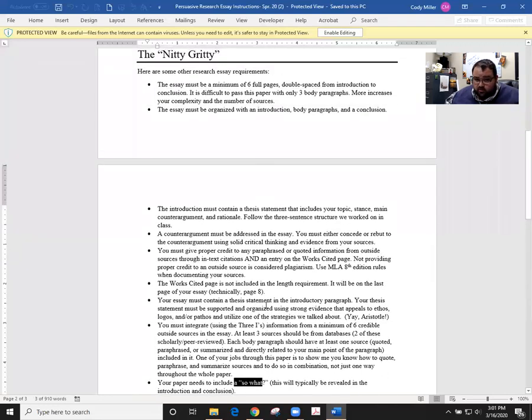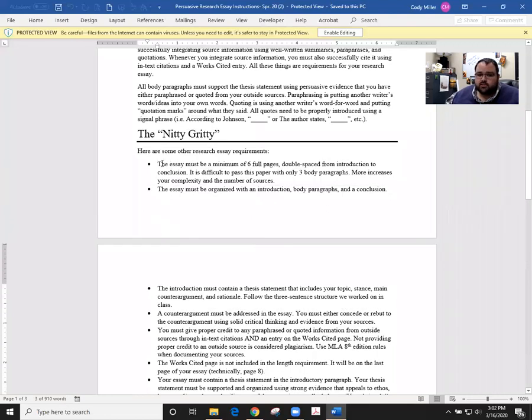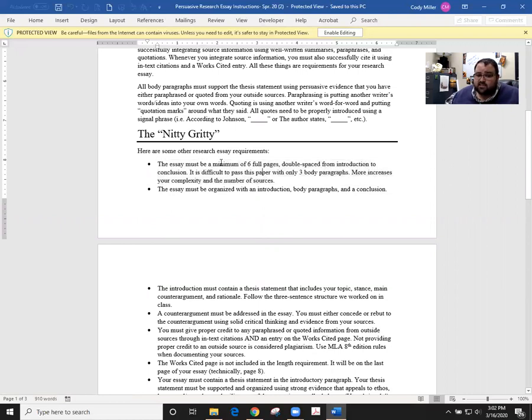Now, many of you are probably wondering how long the paper is. And that's actually the first bullet point underneath the nitty gritty area, which is it needs to be a minimum of 6 full pages. That means you spill onto the 7th. We can think back to those journal entries.